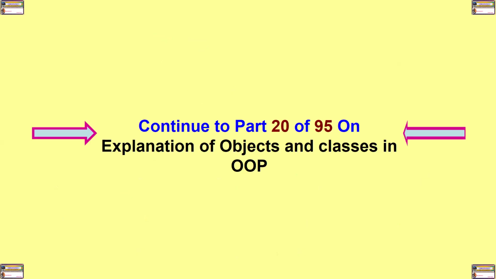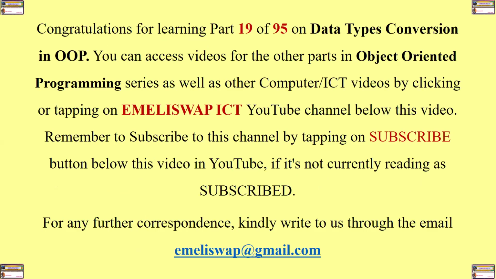And with that, my dear students and the rest of the learners, we have come to the end of part 19 of this series. You can continue to part 20 of the 95-part series of tutorials, in which we are going to learn about explanation of objects and classes in OOP. Congratulations for learning part 19 of 95 on data types conversion in object-oriented programming.